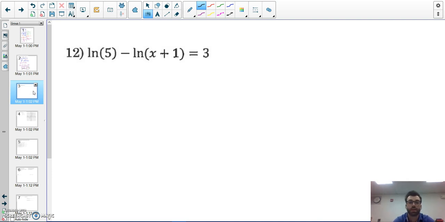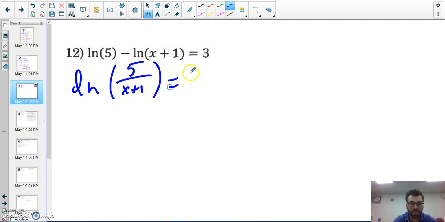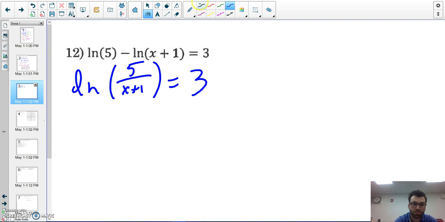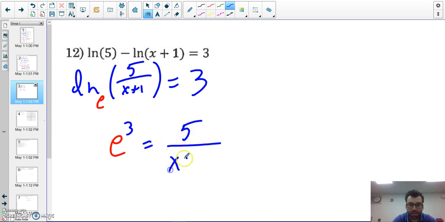Let's do it. Again, same type of deal, same start. In order to solve a logarithmic equation, I need to condense that log, even if it is a natural log. So I'm going to rewrite this as the ln, the natural log of 5 over x plus 1. Our second step, after condensing, was to switch it into exponential form. The base of every natural log is e. So e is my base. e to the third power equals 5 over x plus 1.